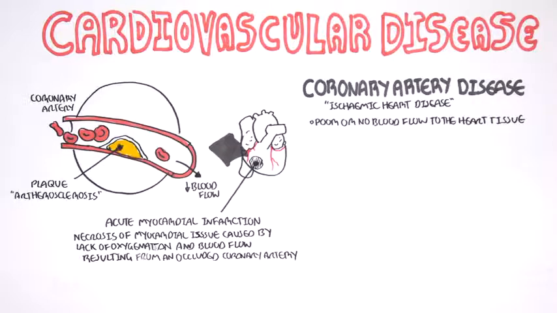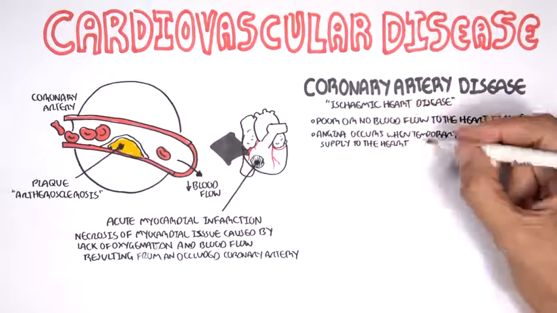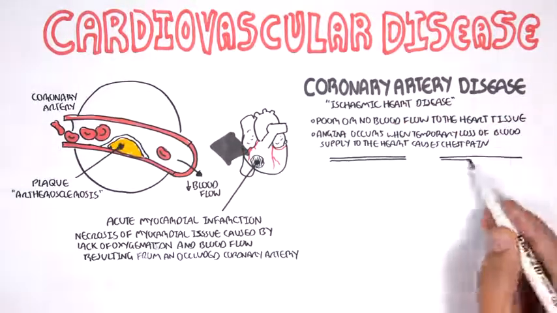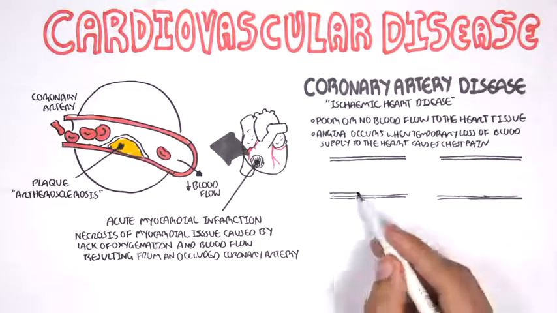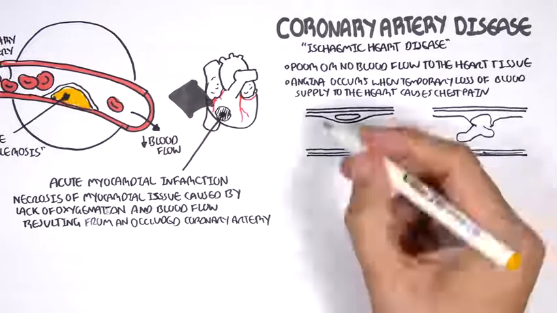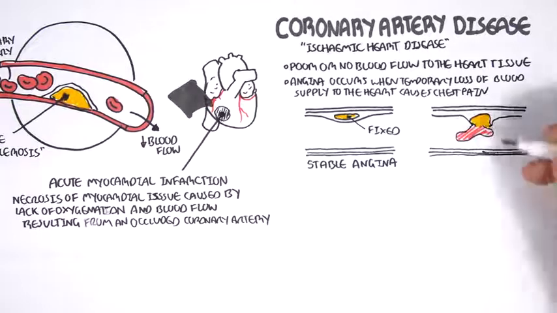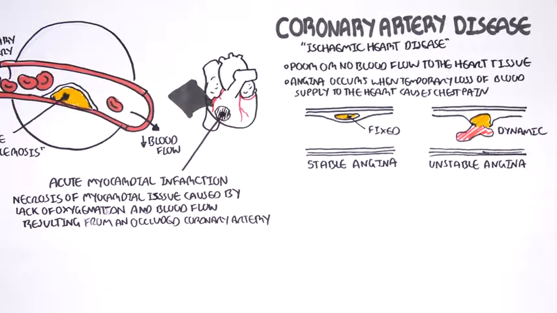So coronary artery disease is associated with angina, which occurs when there is a temporary loss of blood supply to the heart, and this causes chest pain. There are two types of angina: stable angina and unstable angina. Stable angina is where we have a stable plaque and chest pain comes about upon exertion, so exercising. Then there is unstable angina, which is a result of a hemodynamically unstable plaque, and we have thrombosis involved.